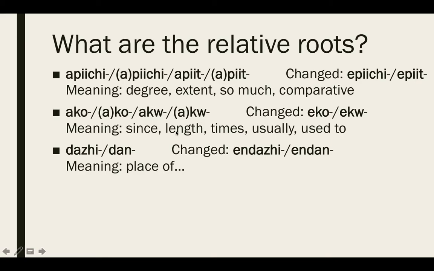And I believe this is the last one, daje or done. When it's built into a word, sometimes it'll sound like don. Its change versions are endaje or endan. You'll notice with a lot of these relative roots, with the change version there's either an E sound at the front because of the short vowel sounds, and sometimes we'll just tack on an EN sound instead of changing the vowel that we see here. So daje or done refers to place of. This one's more of a place where a verb is happening.